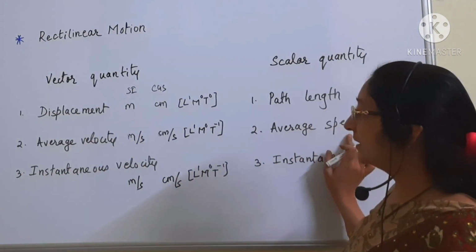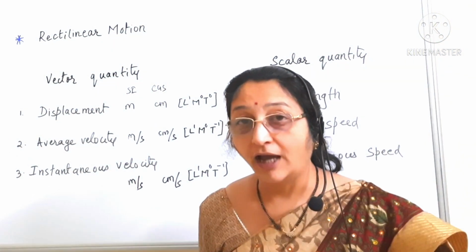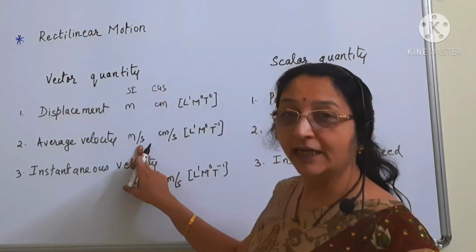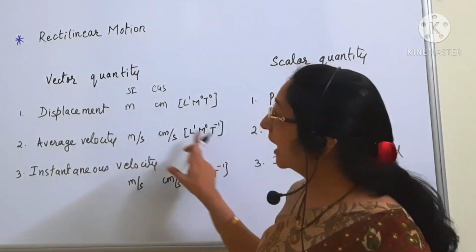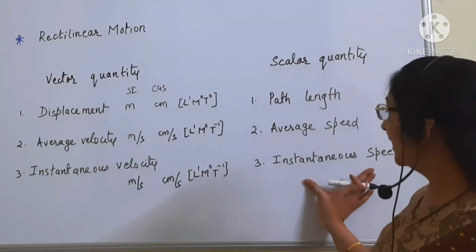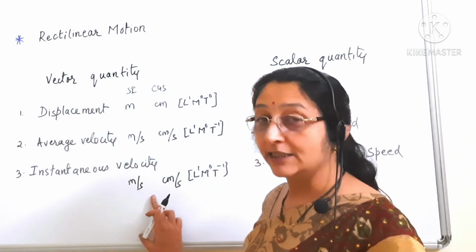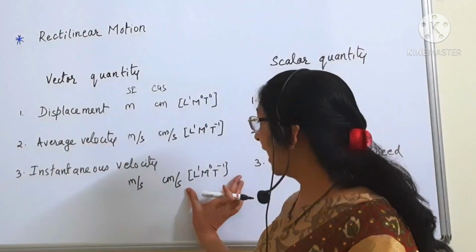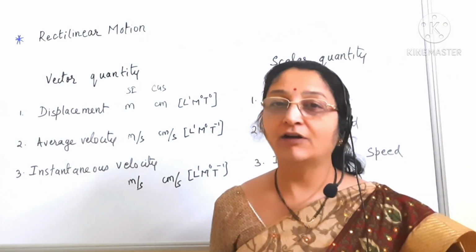For average speed, the SI unit is also meters per second, the CGS unit is centimeters per second, and the dimensions are according to the average velocity. And for the instantaneous speed, the SI unit is meters per second, the CGS unit is centimeters per second, and the dimensions are according to the dimensions of the instantaneous velocity.